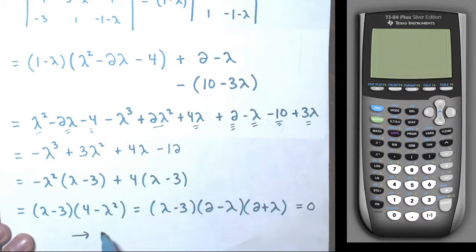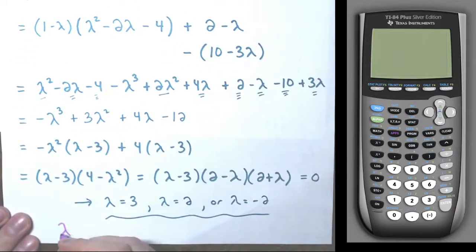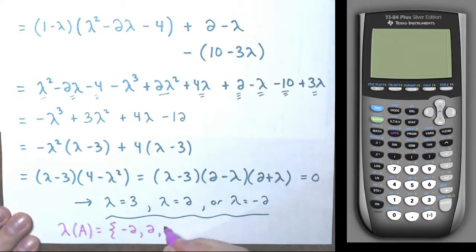Right, this equals 0 when lambda is equal to 3, for this first factor, or when lambda equals 2 for the second factor, or when lambda is equal to -2 for that third factor. All right. So the spectrum of matrix A here is the set with -2, +2, and +3. All right.